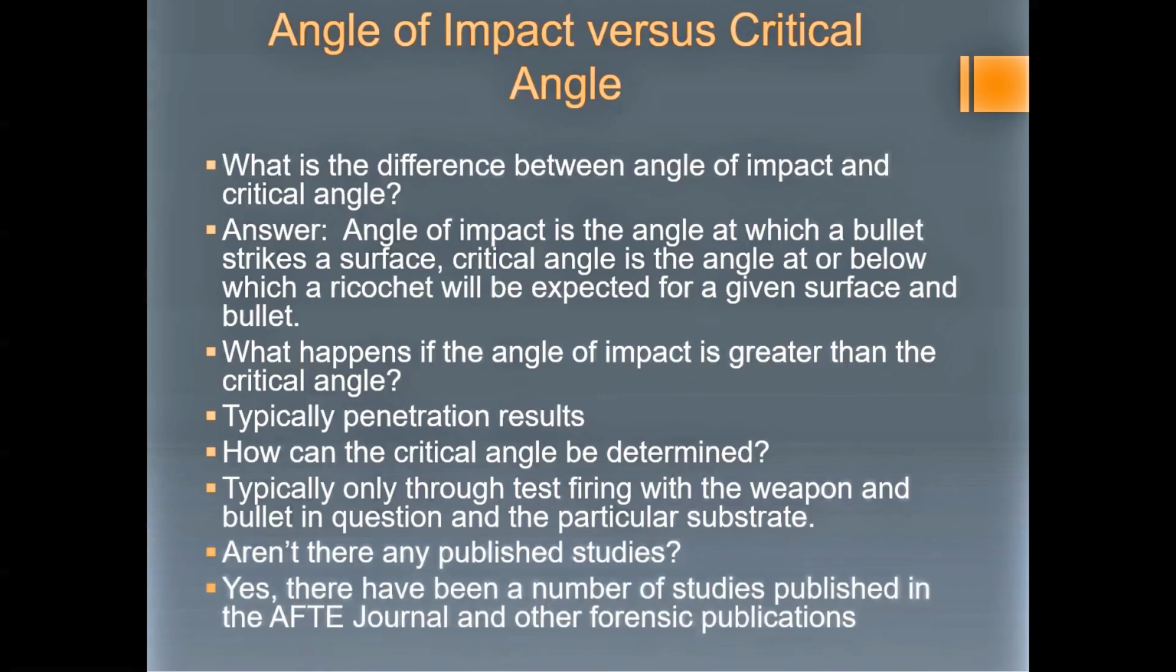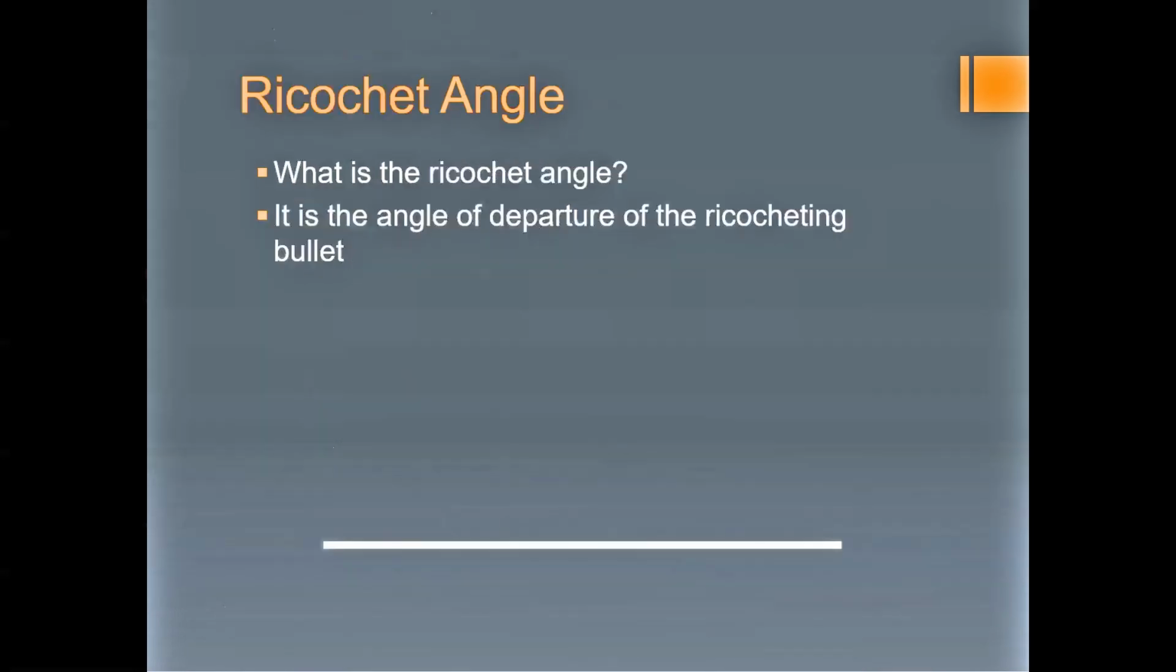Are there any published studies? Yes, there have been a number of studies published in the AFTI journal and other forensic publications on bullet ricochet phenomena. So what is the ricochet angle? It's the angle of departure of the ricocheting bullet.